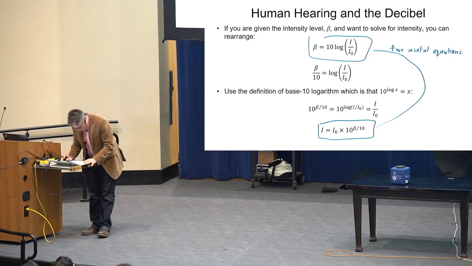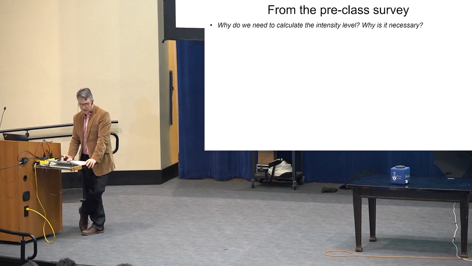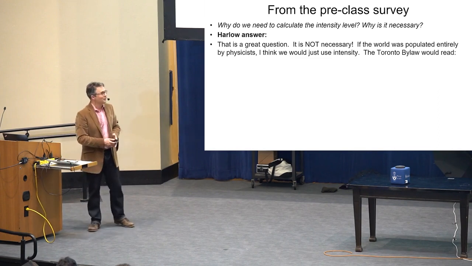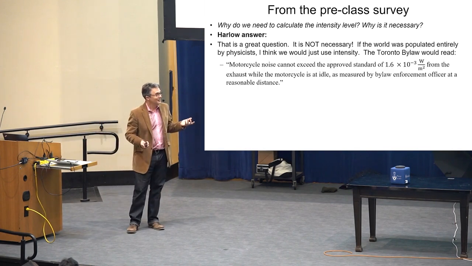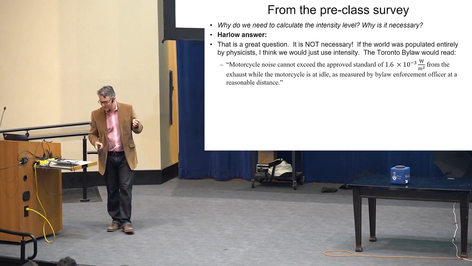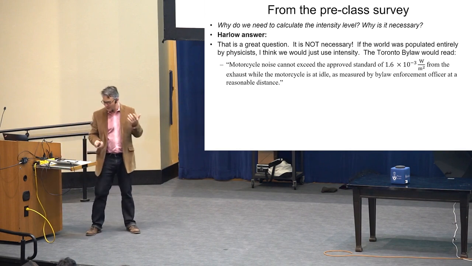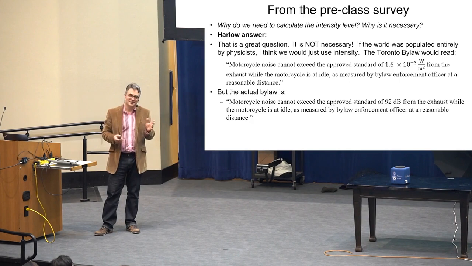So a student this morning asked, why do we need to calculate the intensity level? Why is it necessary? That is a really good question. I don't think it really is necessary. The way I put it is that if the world was populated entirely by physicists, then this particular Toronto bylaw would read, motorcycle noise cannot exceed the approved standard of 1.6 times 10 to the minus 3 watts per meter squared from the exhaust. So that's not what the bylaw reads. It reads just 92 decibels.